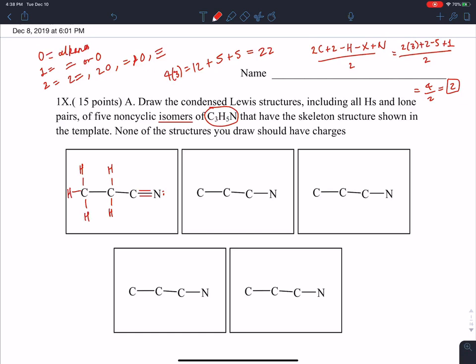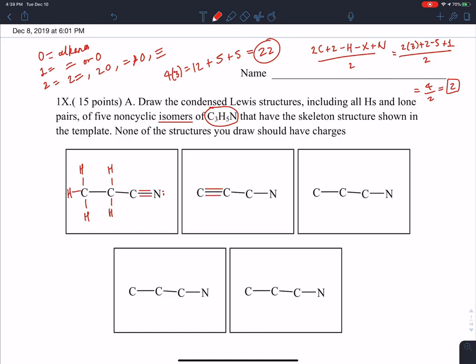Nothing has charges, and if we want to make sure that we have 22 electrons, we can check that too. We have 1, 2, 3, 4, 5, 6, 7, 8, 9, 10, 11, 12, 13, 14, 15, 16, 17, 18, 19, 20, 21, 22. So we do indeed have 22 valence electrons, so we were right both ways. Another thing we could do is make a triple bond wherever we want. Let's make a triple bond over here. You can even make one in the middle, it doesn't really matter.